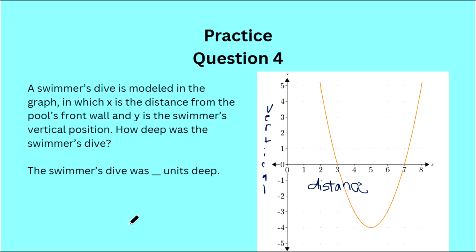Okay, the swimmer's dive was, speed round, negative 4, or in this case, just 4 units deep. Okay, you don't need to write negative because we know, well, maybe it'll take negative. I don't know. You never know on these stupid things. I would try negative 4 first, and if it doesn't like it, then put in 4. It doesn't matter because you don't get graded on practice anyway.